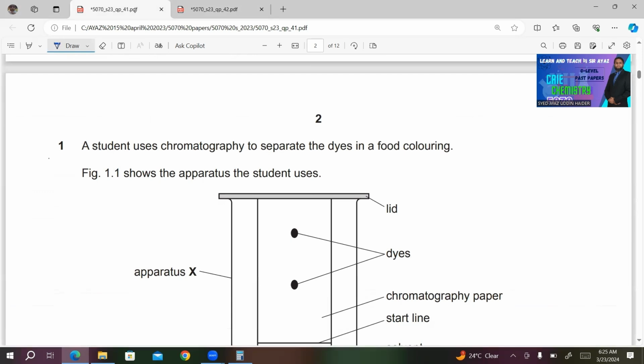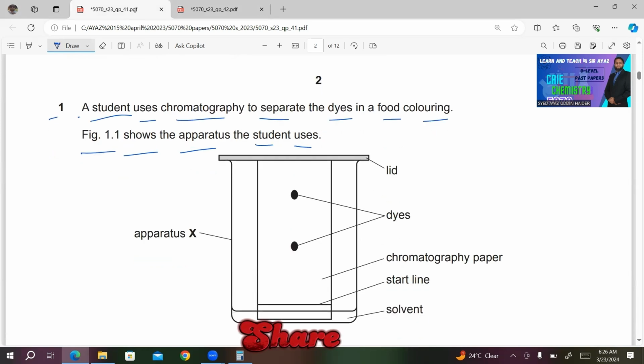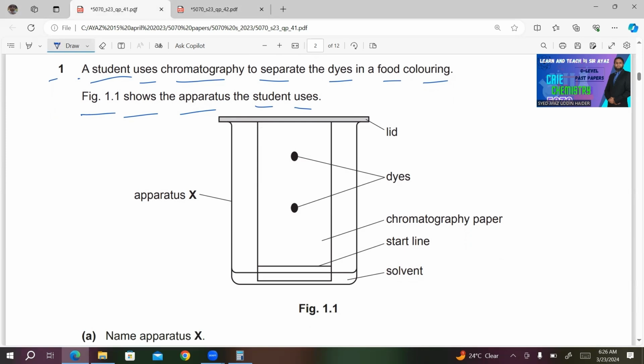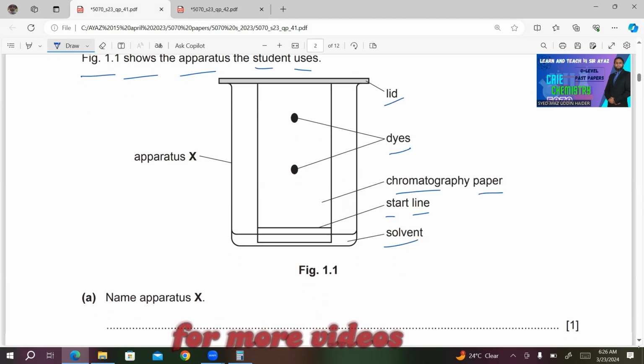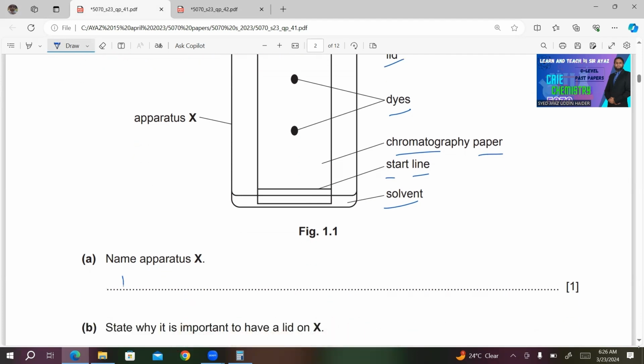Here's question number 1. A student uses chromatography to separate the dyes in a food coloring. Figure 1.1 shows the apparatus the student used. Here is apparatus X, which is a beaker. You have solvent, you have start line, chromatography paper, you have spots for the dyes, and there's a lid to prevent the loss or evaporation of the solvent. Name apparatus X. It's a beaker, so you'll write beaker here.